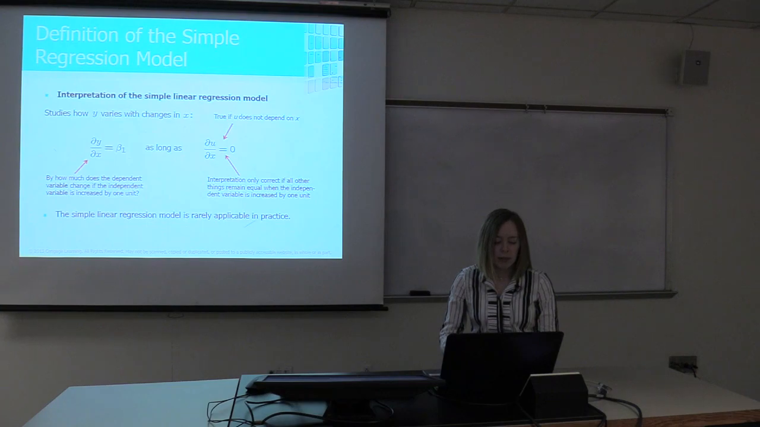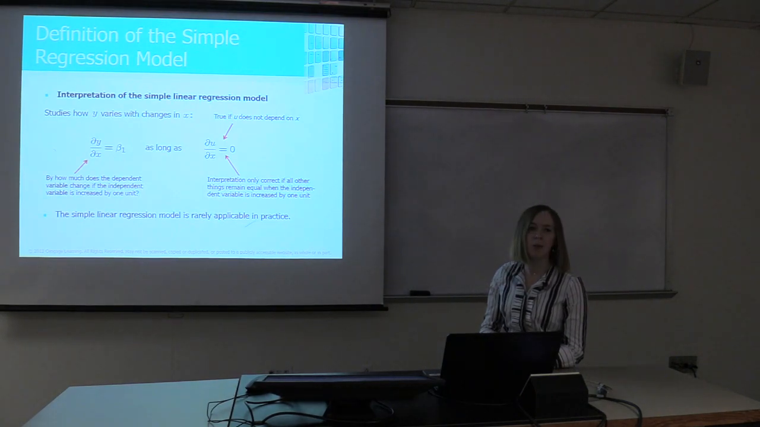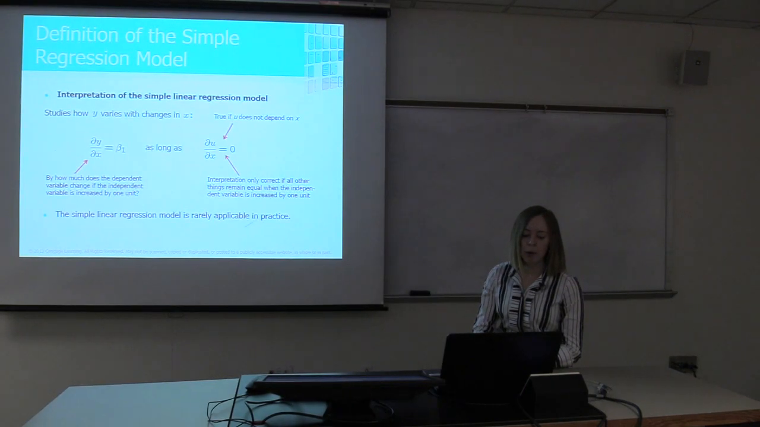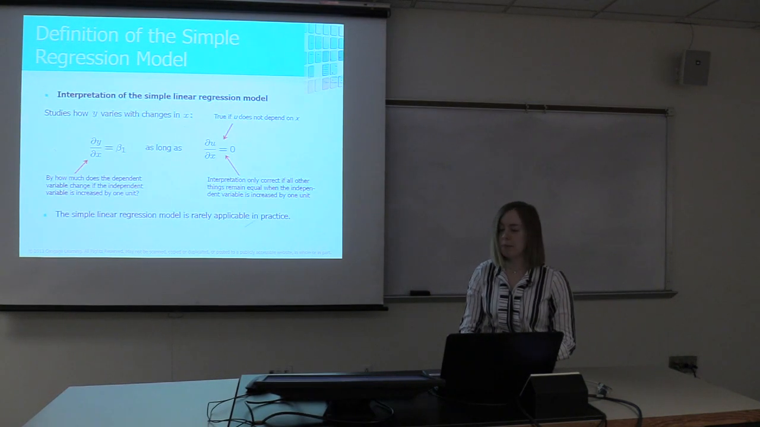And this also tells us what beta 1 actually means. So this tells us how much the dependent variable changes if the independent variable is increased by 1 unit. So for example, for the wage equation, if your education increases by 1 year, beta 1 would be how much we expect your wages to increase by. So that's what the coefficients tell us.